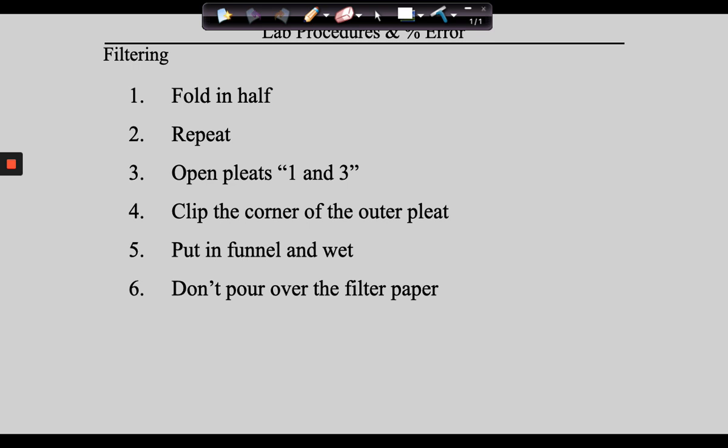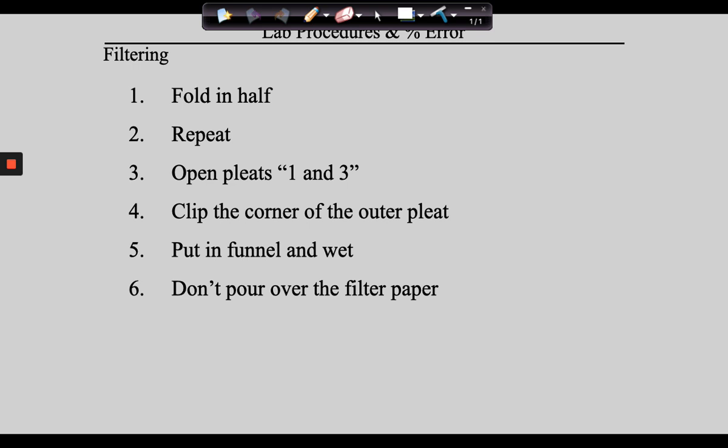But guys, we've got a problem, and I know you can't see this. You're just going to have to trust me. When you put this in here, this pleat, let me see if I can do this. So guys, this pleat right here actually causes a ridge that keeps the paper from sealing to the funnel. So here's what you're going to do. Once you get this done, you're going to then pull it back out and you're going to take this flappy corner and you're going to rip off about a centimeter of the flappy corner.